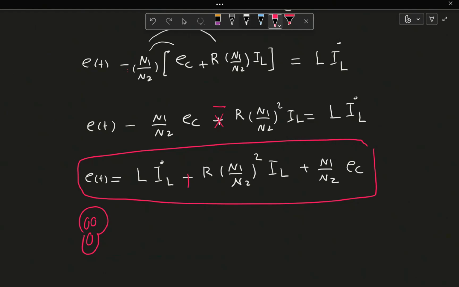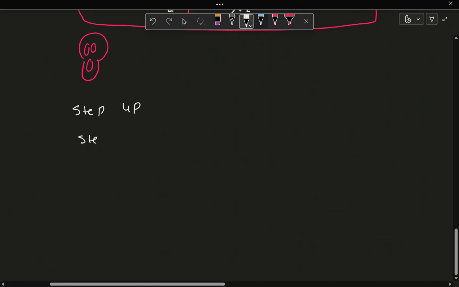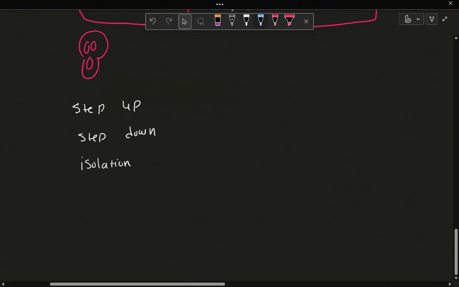The other thing is, when we were talking about transformers, we talked about electrical transformers. We talked about 3 types of transformers: step-up transformers, step-down transformers, and isolation transformers. Step-up transformers are the transformers where the number of windings on the second side is more than the number of windings on the first side.